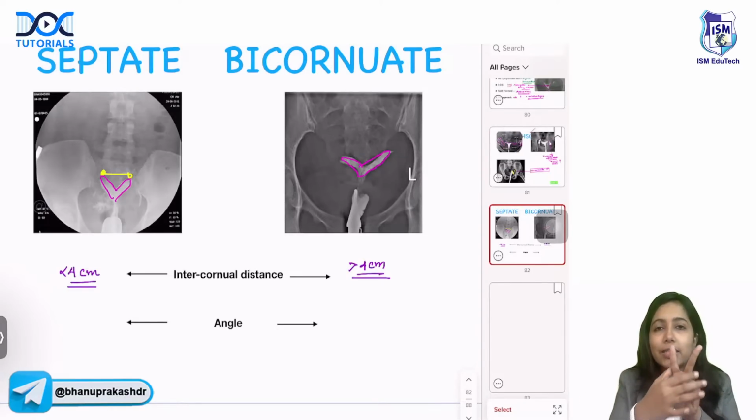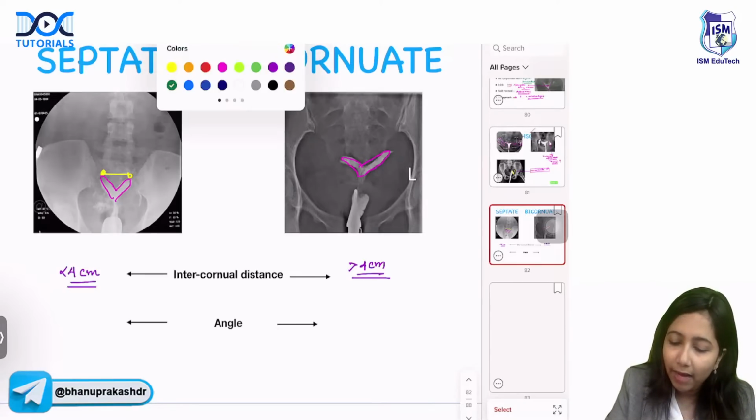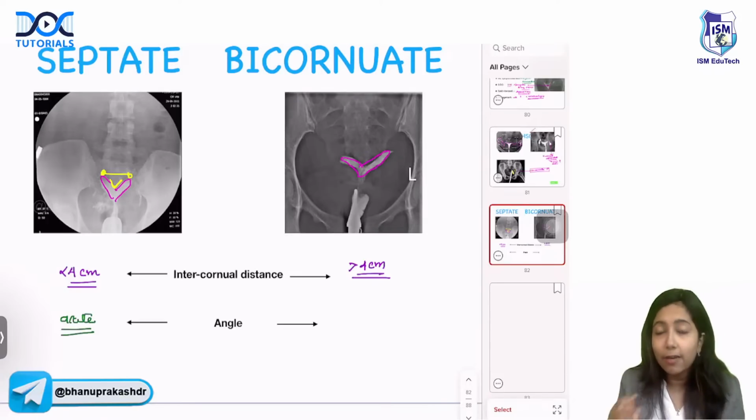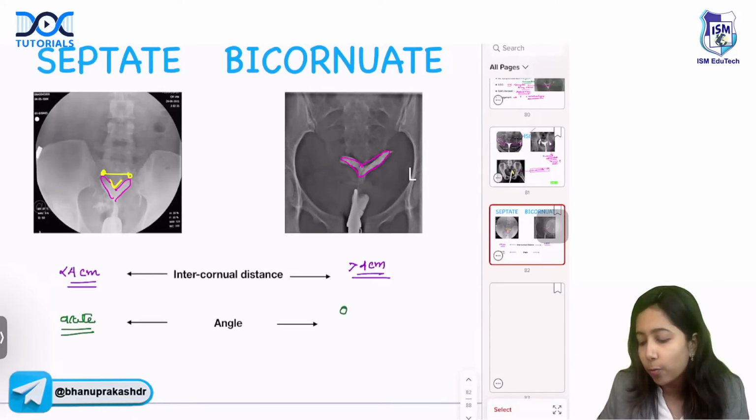Next is angle. They are closer means the angle is acute. So if you have a look at this angle, it is acute. Whereas here they are further apart. The angle is obtuse.